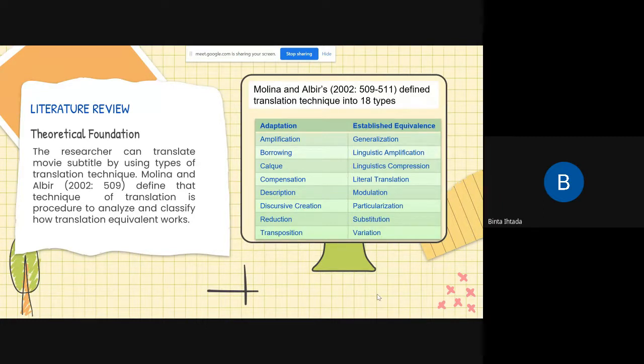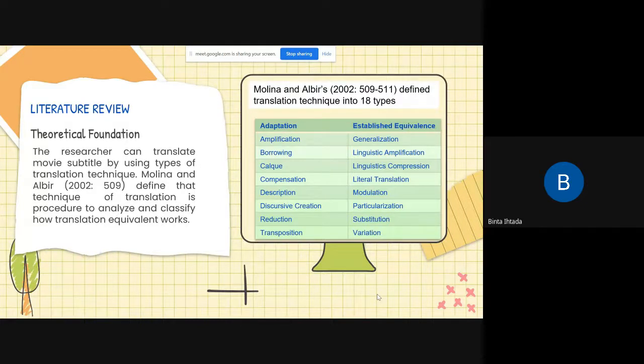Next is borrowing. Borrowing is included in the direct translation techniques, as explained by Rere and also Miss Ani before. Calque is also included in direct translation. Next is compensation. Compensation is to replace an item of information or position in the source language into another part of the target language. For example, we have the source phrase "a couple of weeks." The literal translation would be "sepasang minggu," but in the target language it can be translated as "dua minggu." Next is description.